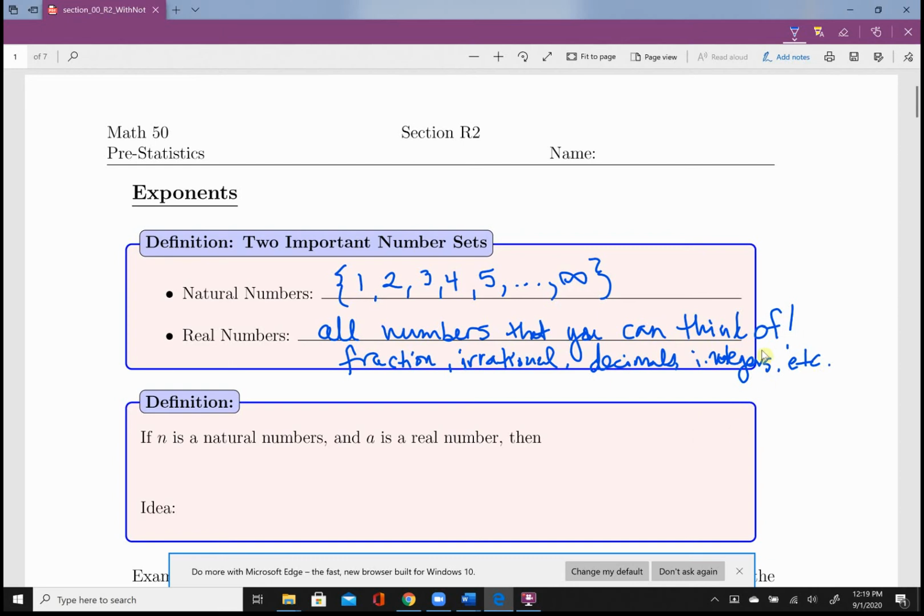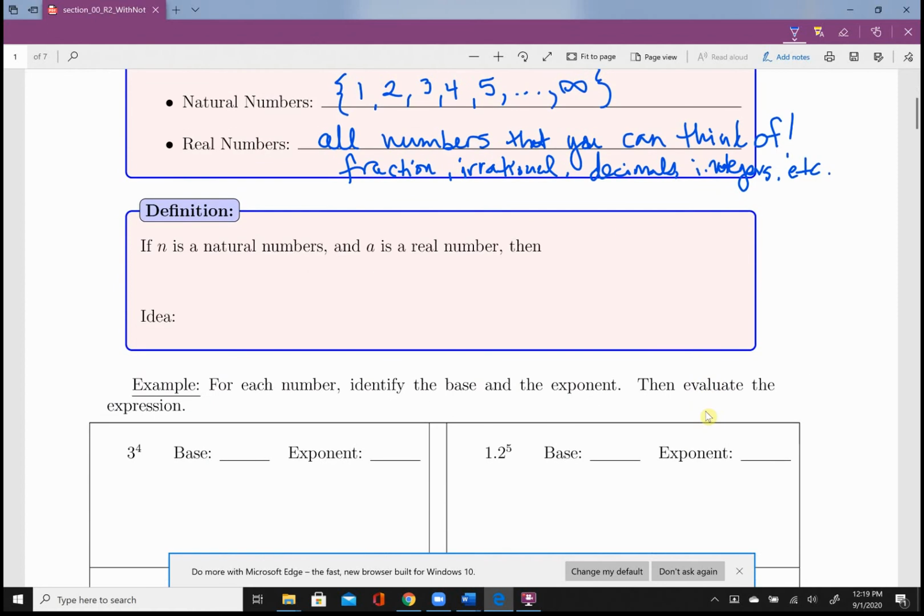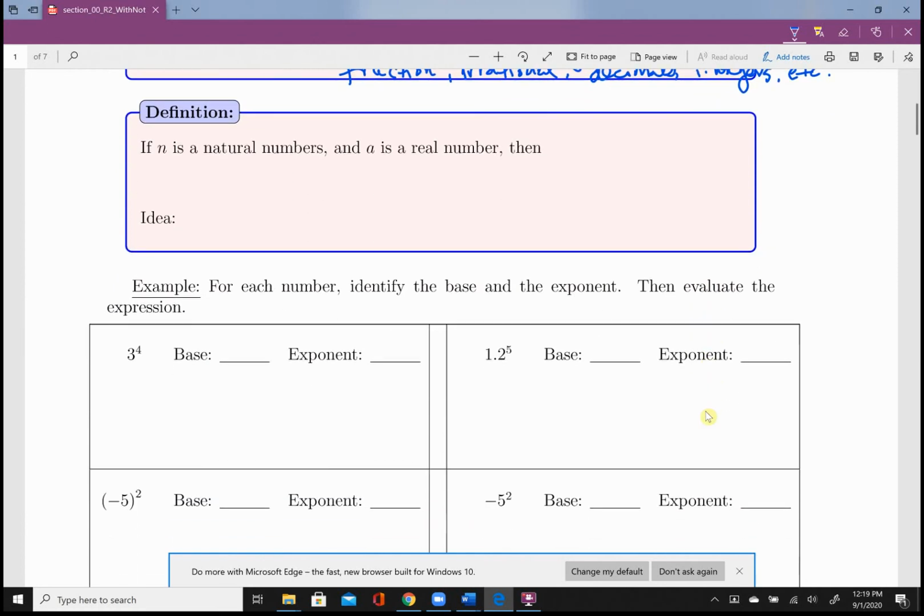Now let's have another definition in regard to natural numbers. If n is a natural number, there's a little bit of a typo there, no pluralization there, and a is a real number, then the idea is that, just a moment.